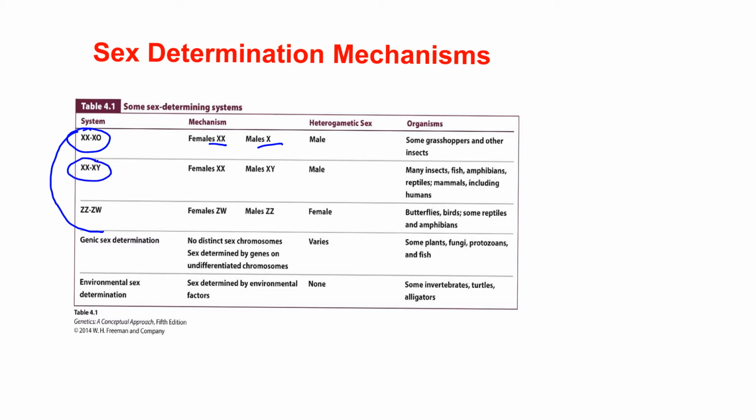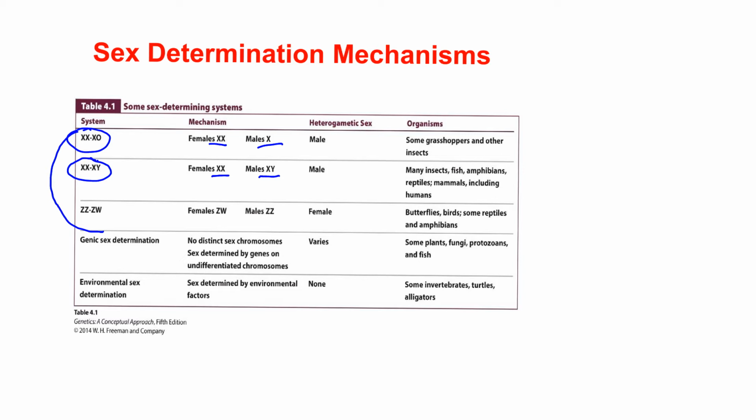The second system which you are familiar with is XX-XY. You are familiar with it, of course, because it's how sex is determined in humans. All mammals carry XX-XY chromosomes. This system you can find also in amphibians, reptiles, fish, and some insects. In the XX-XY system, females are homogametic and males are also heterogametic as in the previous system. However, here males carry two chromosomes, an X chromosome and a Y chromosome, and it is the Y chromosome which determines maleness.